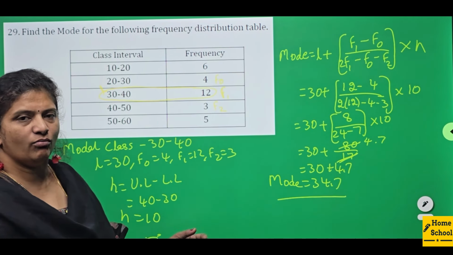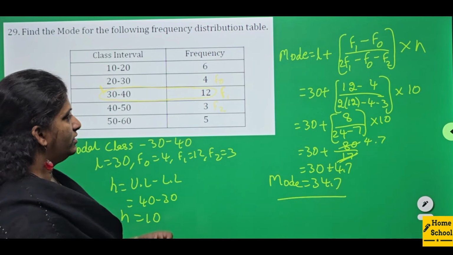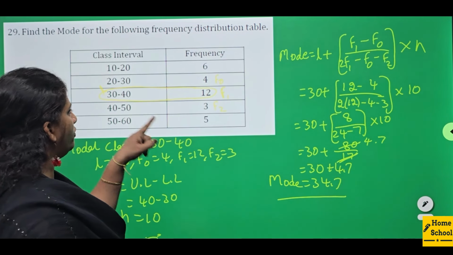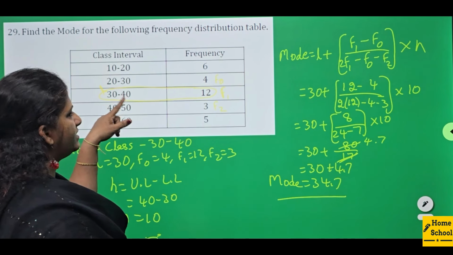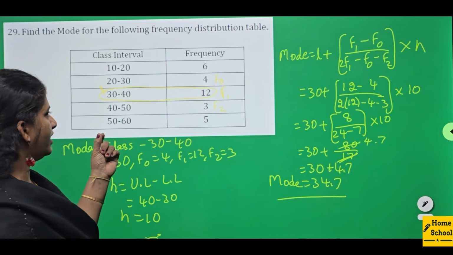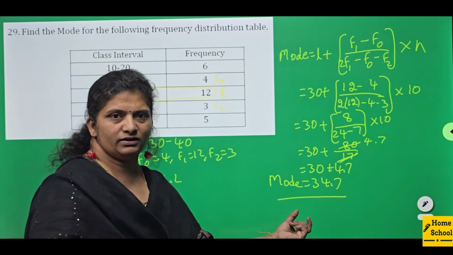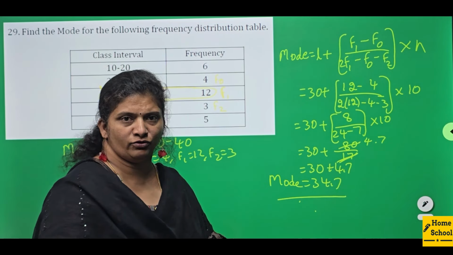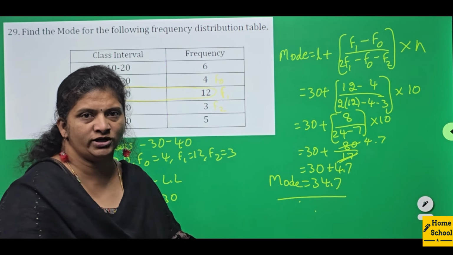And check whether your mode answer is right or wrong. See the modal class, 34.7 should be in this interval itself. So in the 30 to 40 interval only you will be getting 34.7. So therefore your mode is correct.